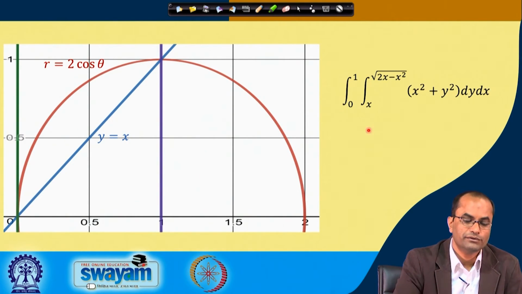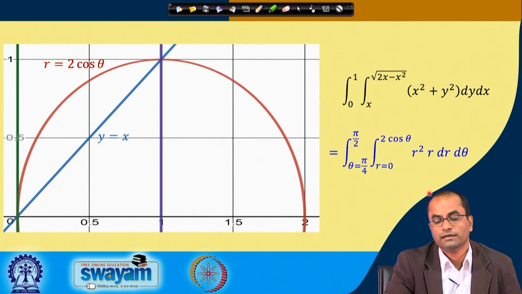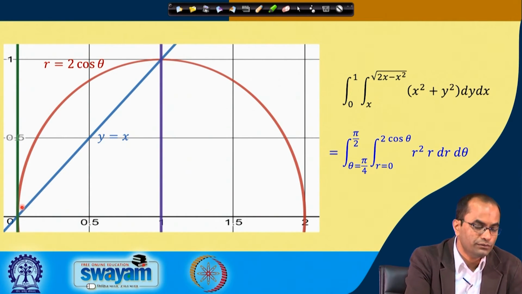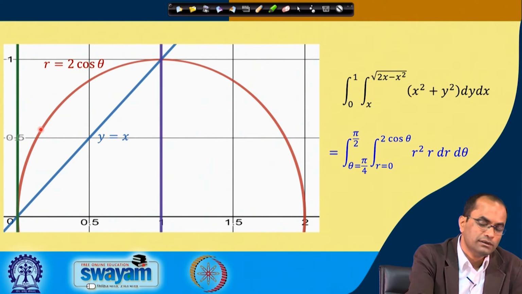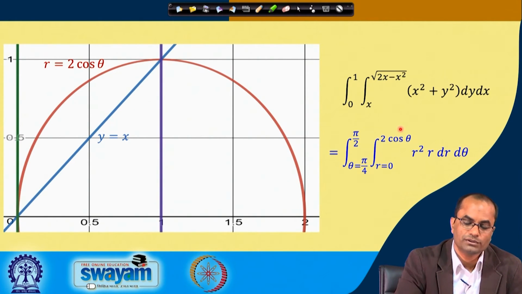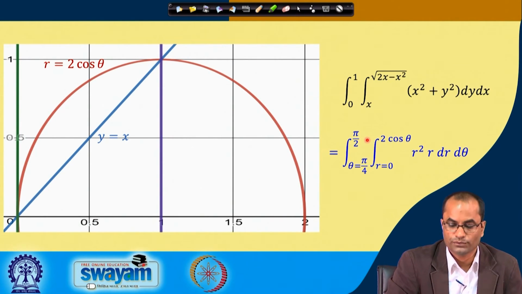So, this integral which was originally given will be converted: x square plus y square becomes r square, and dy dx or dx dy will become r dr d theta, with limits of r from 0 to this circle, that means 0 to 2 cos theta, and theta from pi by 4 to pi by 2.